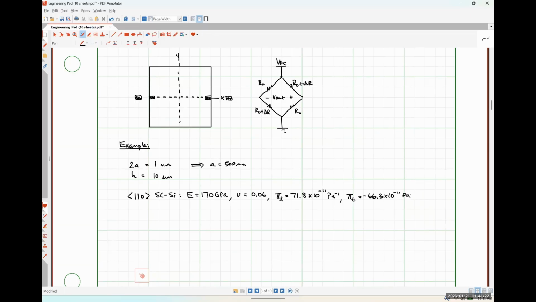longitudinal piezoresistors having a nominal resistance. So let's just write this as R naught of 10 kiloohms. And what we want to find is the output voltage that's generated for a differential pressure of capital P equal to 50 kilopascals.